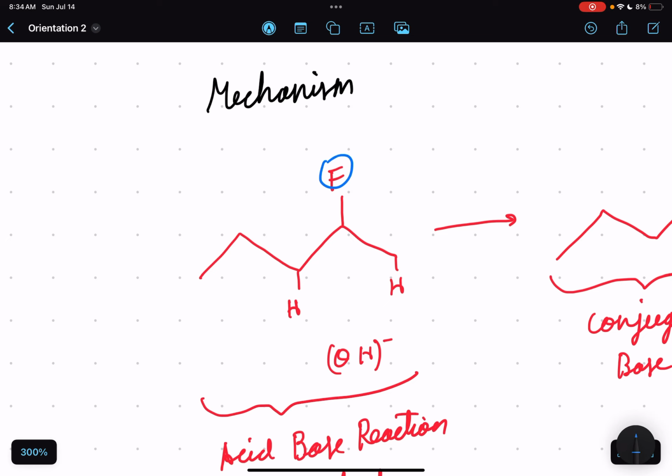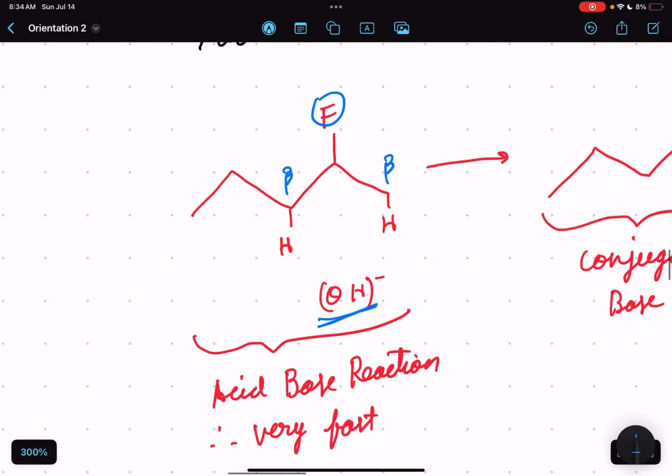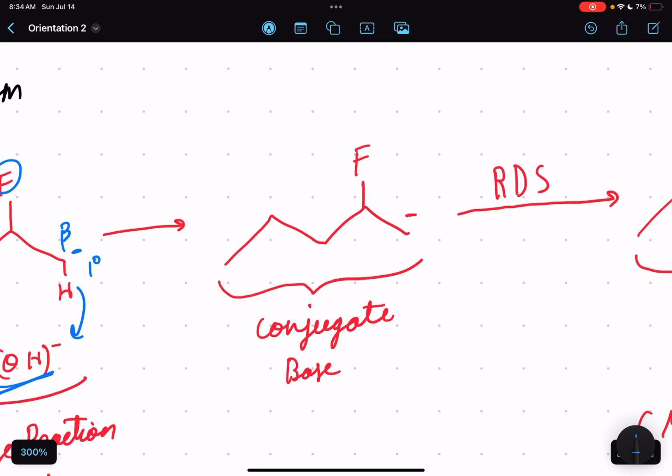and F is a bad leaving group as I explained before. These two are going to be the beta carbon atoms and this is the base. This base is going to take either this hydrogen or this hydrogen, resulting in a negative charge forming either here or here. As I previously mentioned, this is 1 degree, therefore it's going to be more stable, and this is going to result in a conjugate base with a negative charge over here.